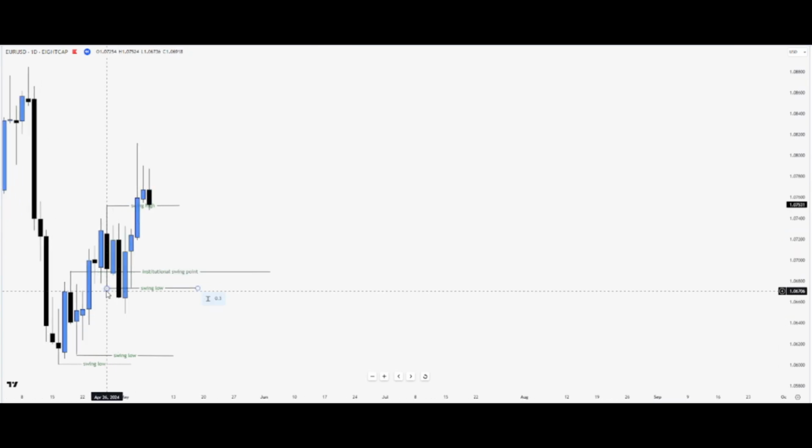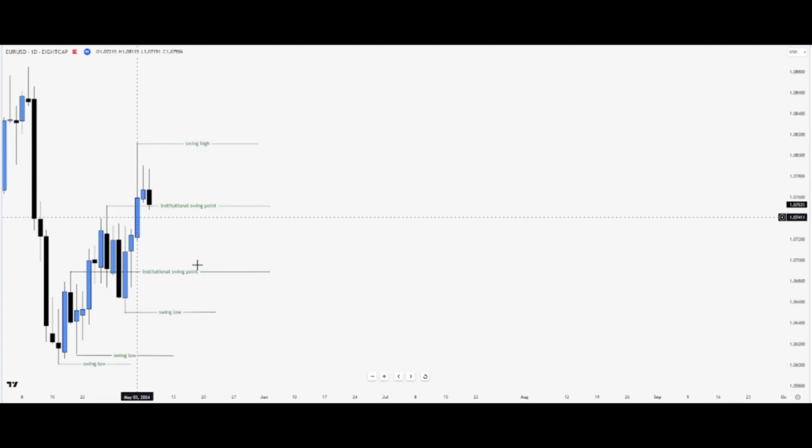We can see how price ran this particular swing low right here, reacting off this institutional swing point and taking out this particular swing high right here. Now this swing high becomes an institutional swing point, and now we have a new swing low created right here. Now we identify our new swing high right here, and we have an institutional swing point right here. We also have an internal institutional swing point right here. So going forward, let's see what price does.